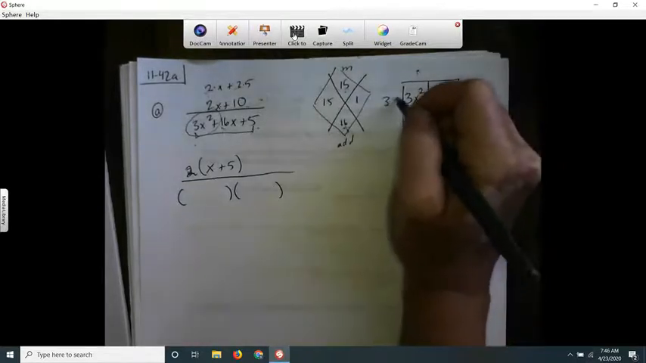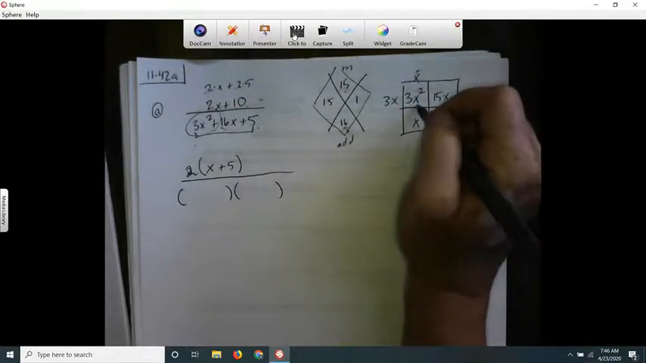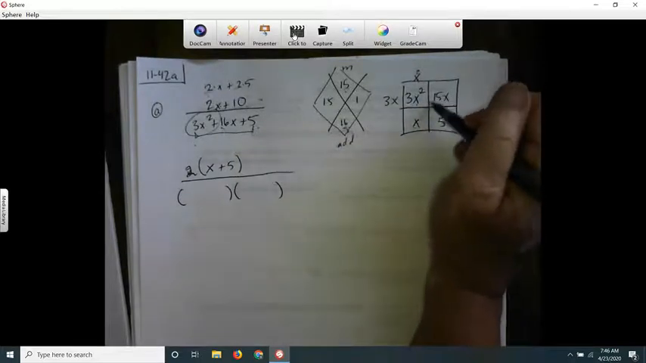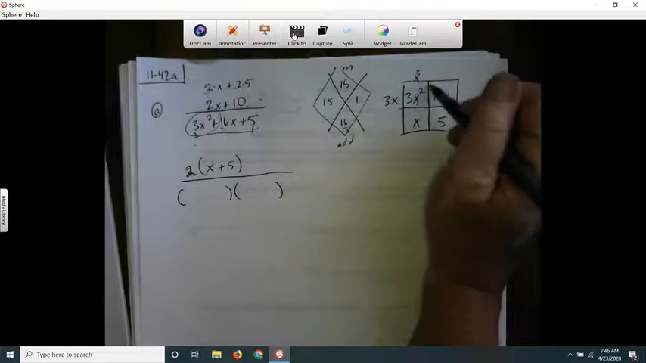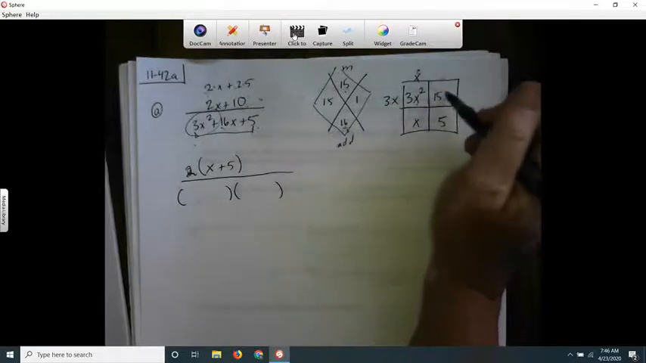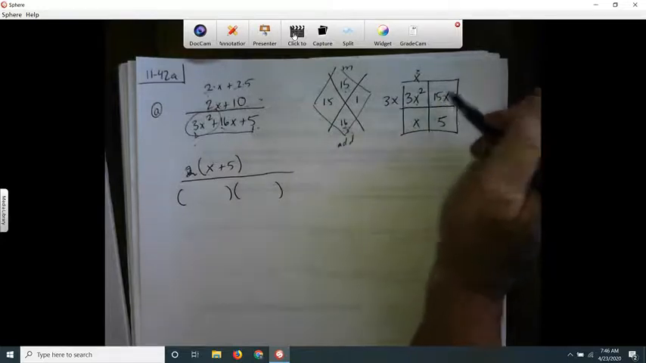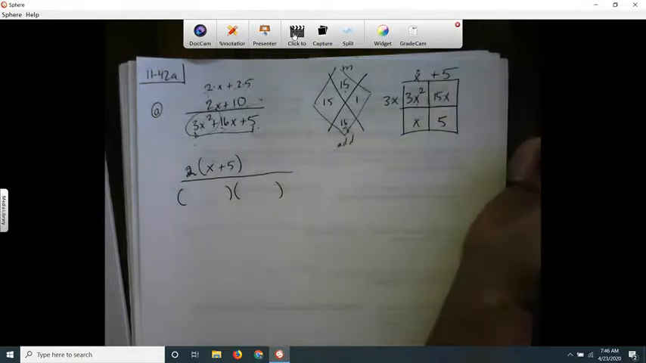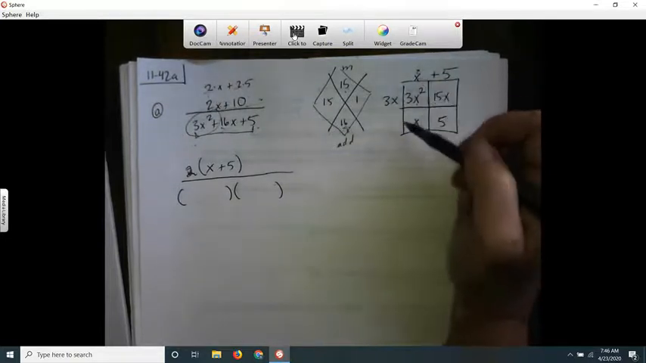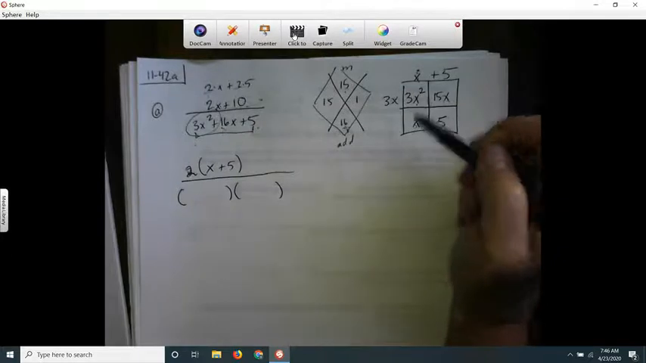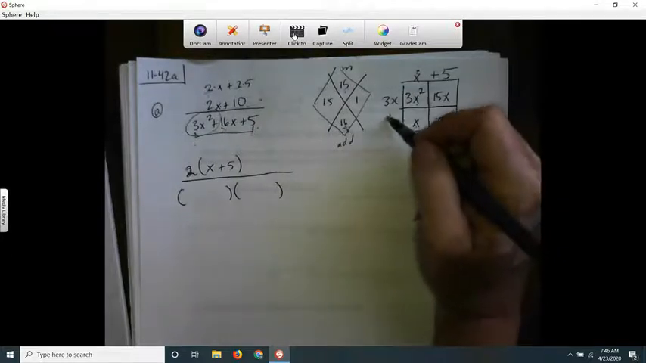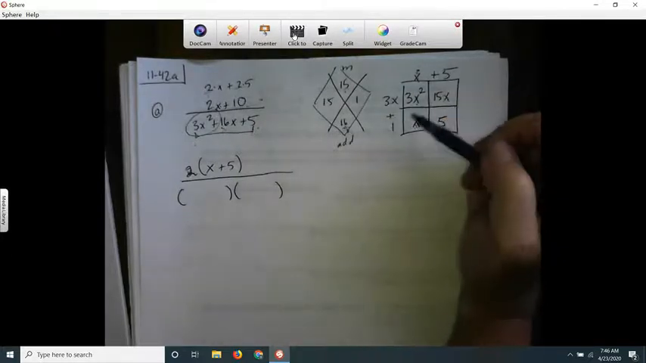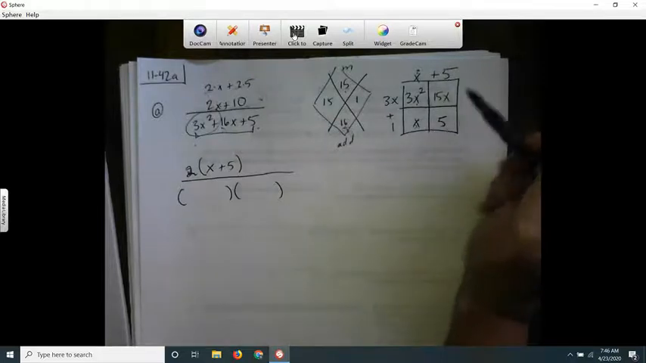And then I know that length times width, or side times side, equals area. So 3x times something equals 15, well, 5, right? And then x times something equals x, so that would be positive 1. And then I check these. 1 times 5 does equal 5, so I know I've done it correctly. And then I get 3.